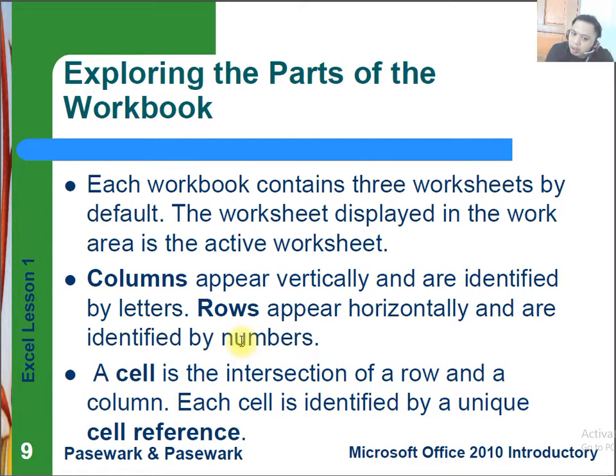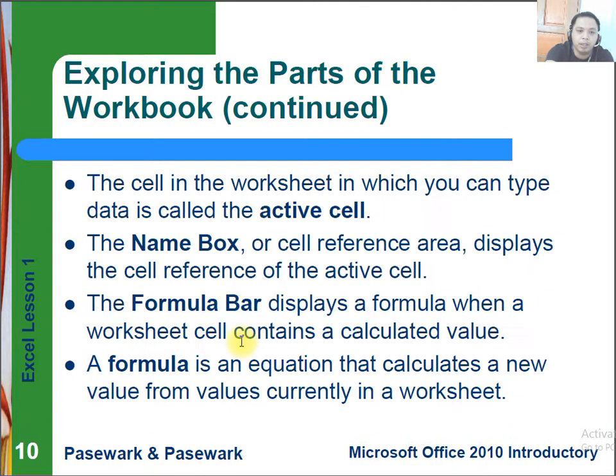Okay, each cell is identified by a unique cell reference. Ano yung cell reference? Yun yung cell name o yung pangalan ng cell na yon. So kanina naka-select si A1, so ang pangalan niya, ang cell reference niya is A, column A and row 1. So A1 ang pangalan niya. Okay, ganun po yung cell reference.